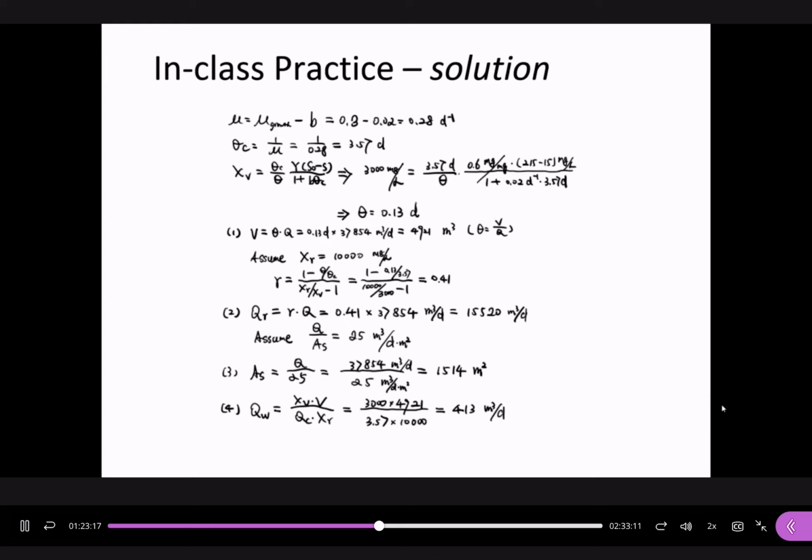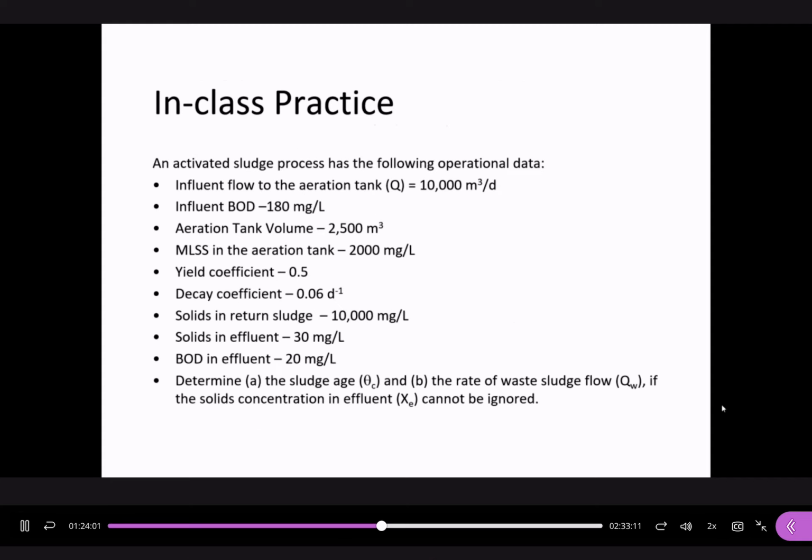Right. So XR is something we could assume. XR is typically between 10,000 and 12,000. That is a typical value for secondary clarifier performance. It's kind of empirical. Any other questions? Nope. Okay, so let's do one more.